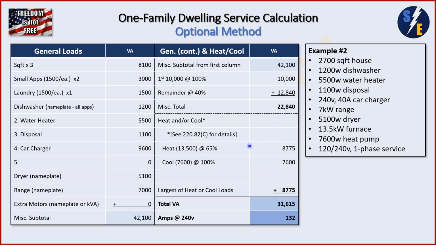For our heat and cool, we have a 13.5 kW furnace and a 7,600 watt heat pump. So we compare the two, we take 65% of our furnace, which is 8,775, and then cooling we take at 100%, which is 7,600. We take the larger of the two, 8,775. Add that to our 22,840 and we get 31,615 VA for our total. Divide by 240, 132 amps.